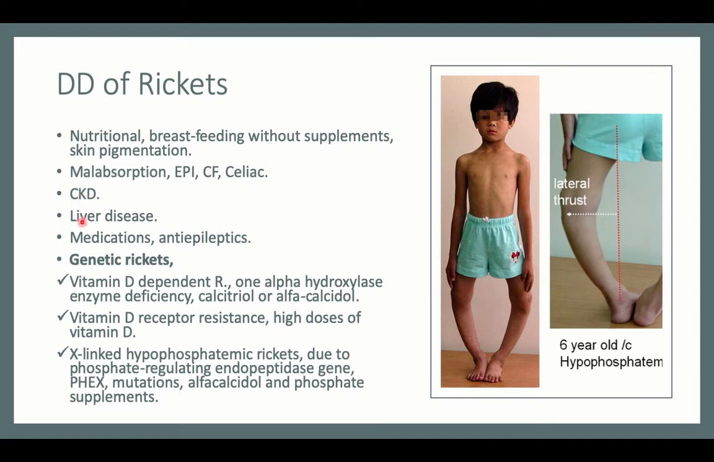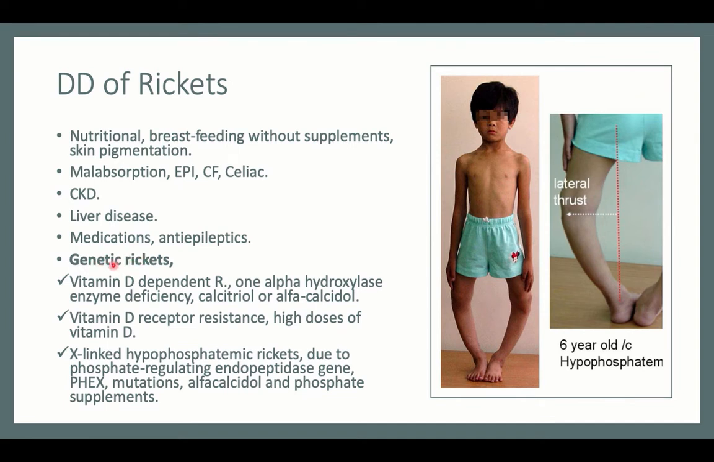Also, liver disease will be associated with failure of activation of the inactive form of vitamin D. Some medications like anti-epileptics, for example phenytoin, for example phenobarbital, increase vitamin D metabolism, and they can be associated with rickets due to this increase in vitamin D metabolism.